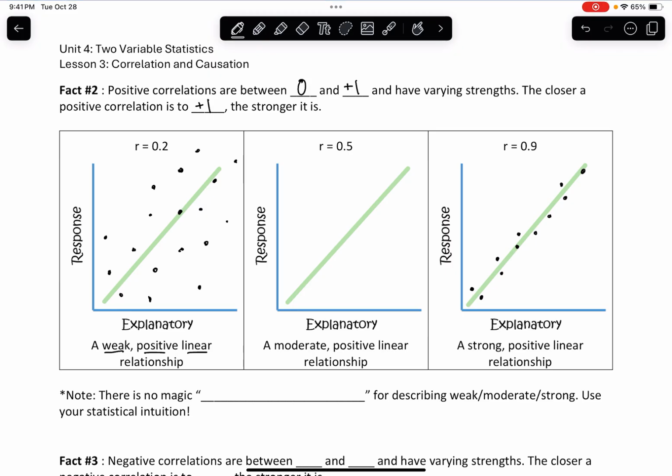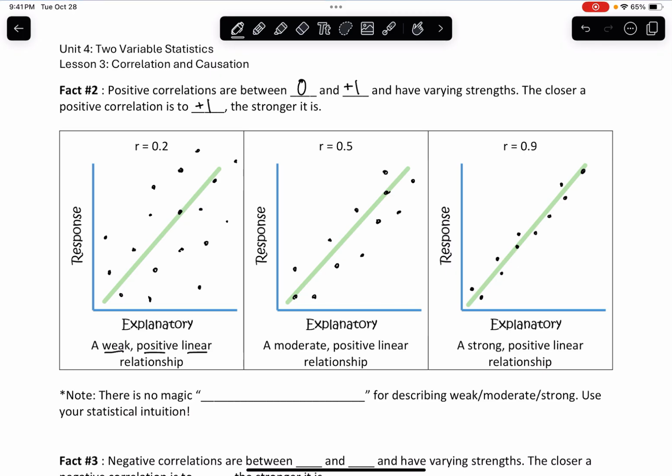And then, like we talked about yesterday, we have moderate positive linear relationships, and those are going to fall somewhere in between these two. They're not all tightly packed around the line, but they're definitely not as spread out as our weak relationship was. Here's the catch.